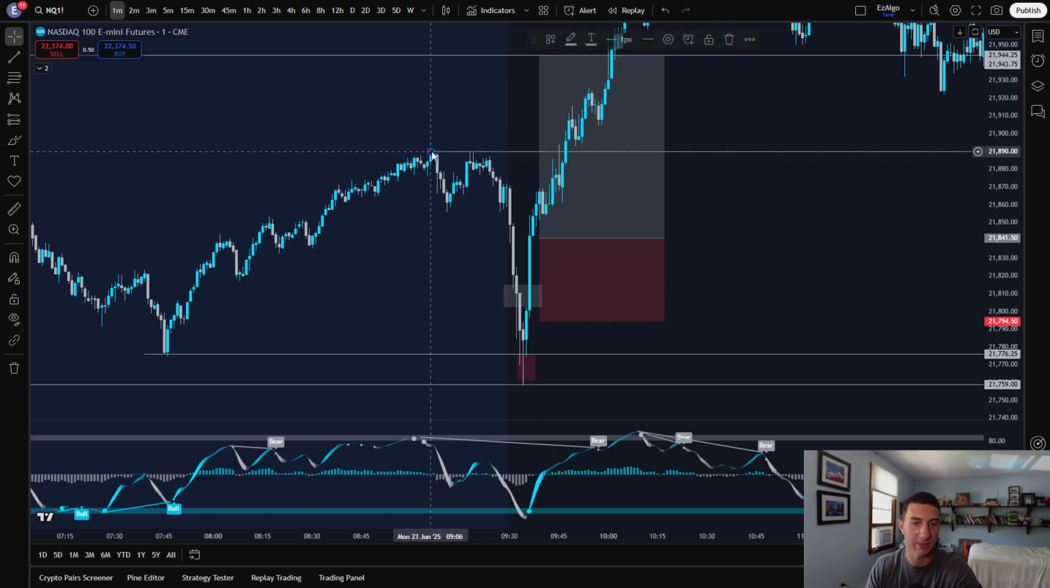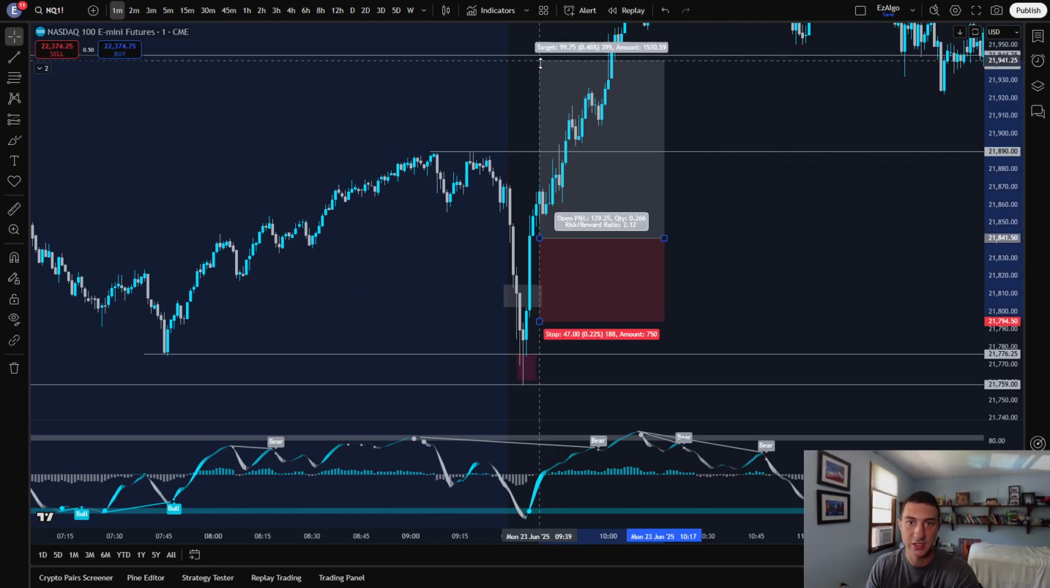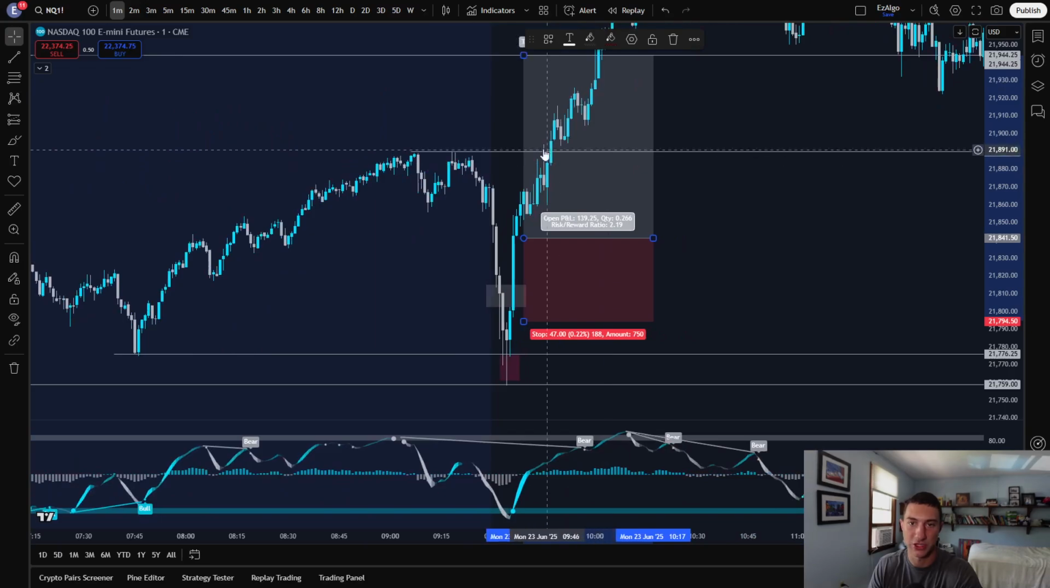You also want to make the trade break even at these previous highs. So as soon as price tags these highs, you'd move your stop loss to break even. But again, you want to target the next structure high as your major take profit.